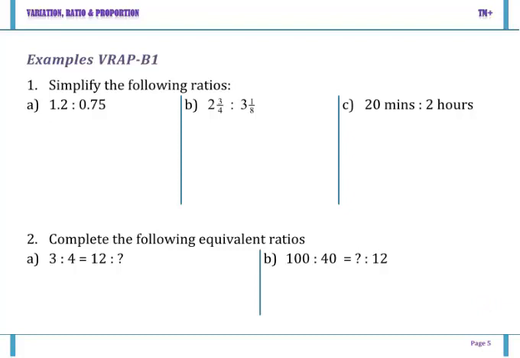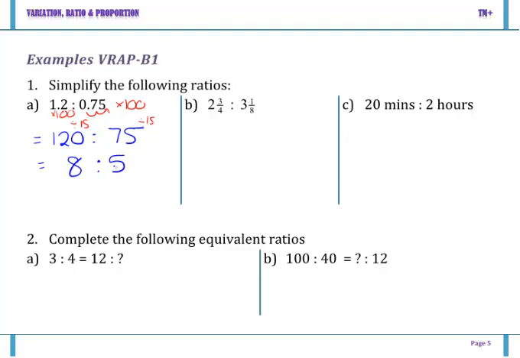Firstly, simplify the following ratios. 1.2 is to 0.75. Now the problem here is that we have decimals, so we need to make them whole numbers, and the 0.75 has the greatest number of decimal places, so we're going to have to move it 2 to the right, and we do that by multiplying by 100. Whatever we do to that side, we have to do to that side, so we're going to have to multiply the 1.2 by 100 as well. So we get 120 is to 75. We can then simplify this ratio by dividing both sides by 15. 120 divided by 15 is 8, and 75 divided by 15 is 5.